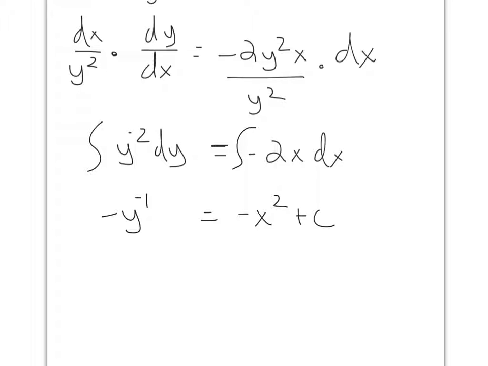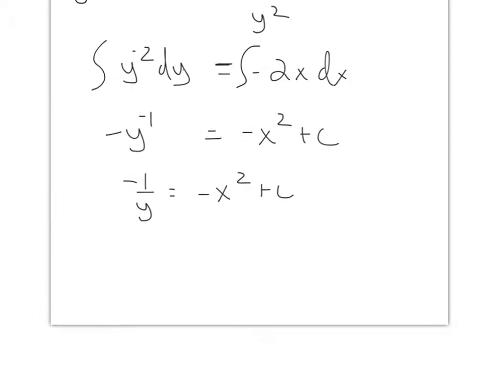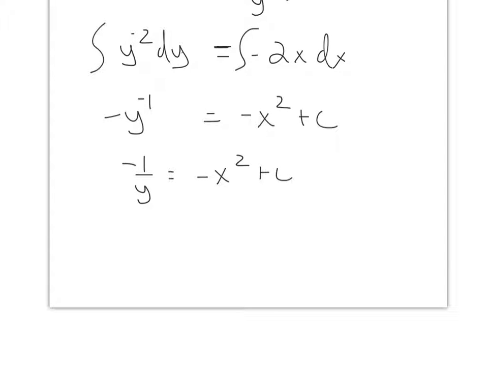So right now I have negative 1 over y equals negative x squared plus c. This is a solution, a general solution. However, it's not explicit yet. If I want to make it explicit, I need to solve for y so that it's y equals. And I could multiply by negative 1.